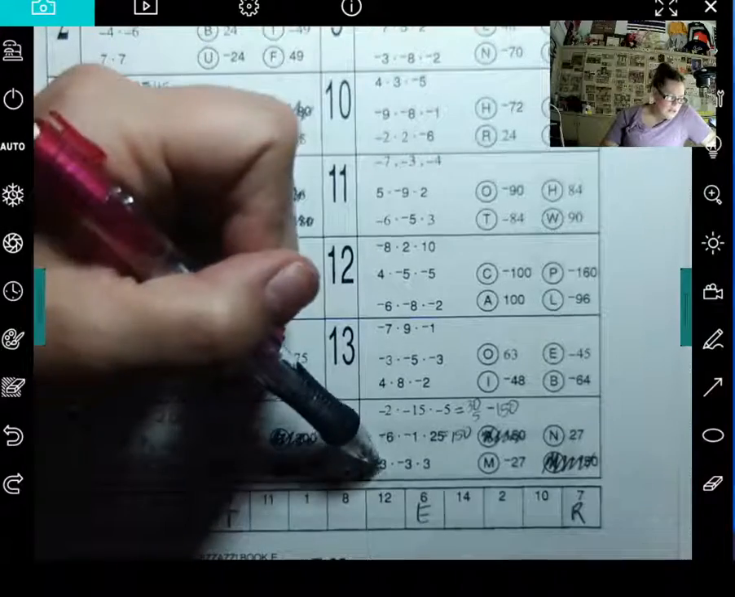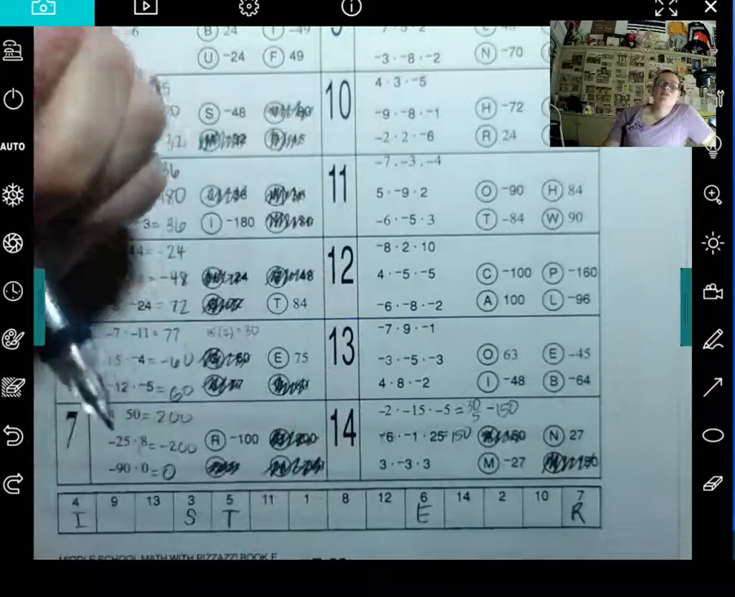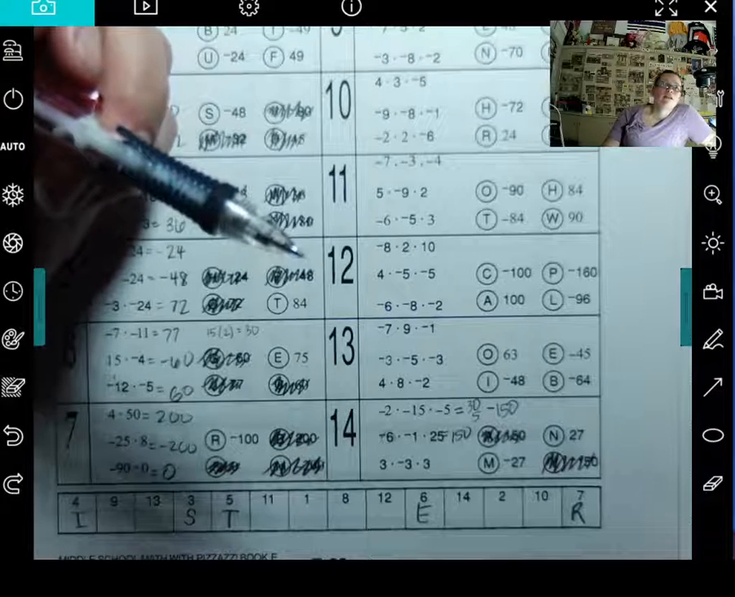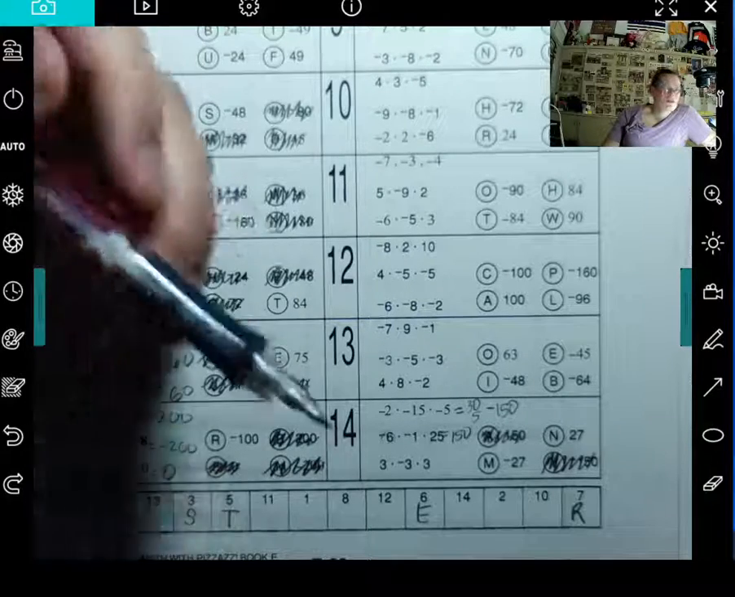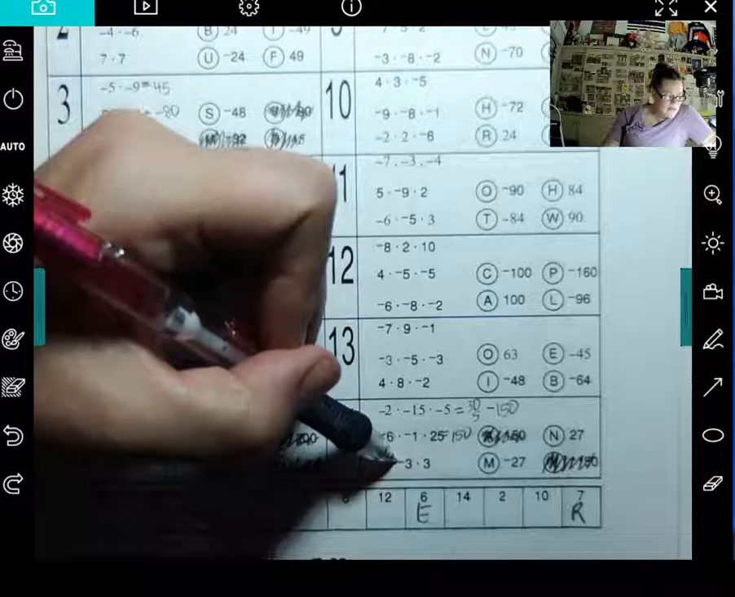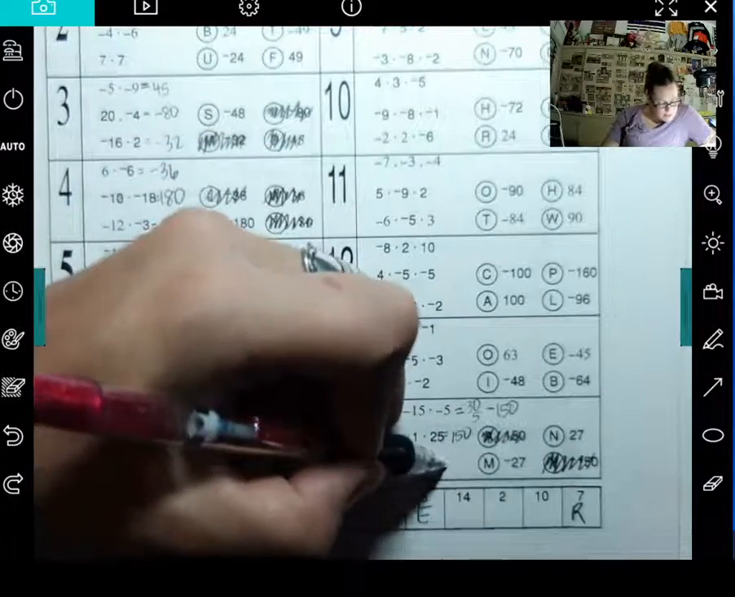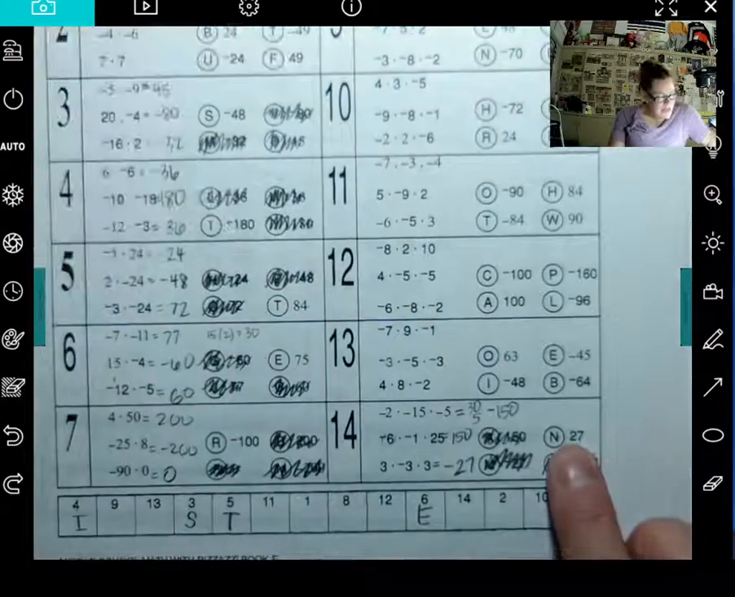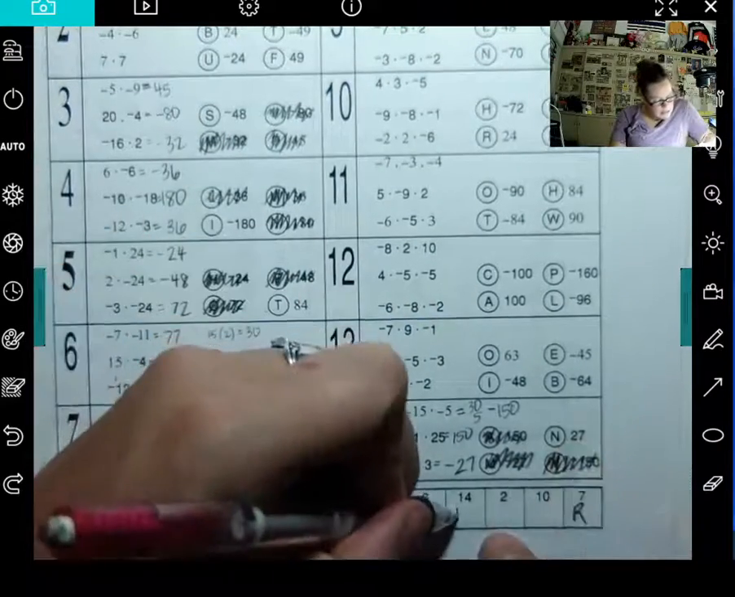And then 3 times negative 3 times 3. So 3 times 3 is 9 times 3. So 9 times 3 is 27. One of these is negative, so we end up with negative 27. Cross out the M and write an N next to 14.